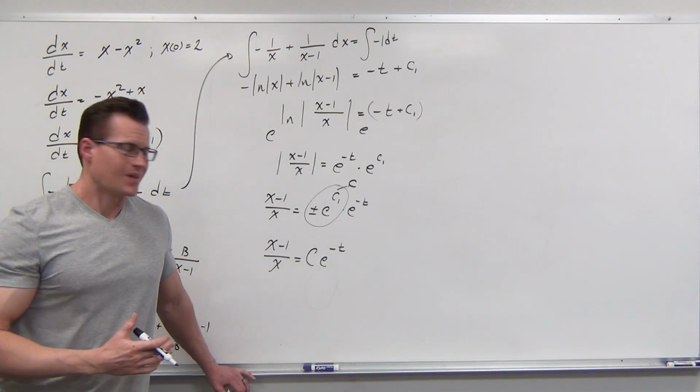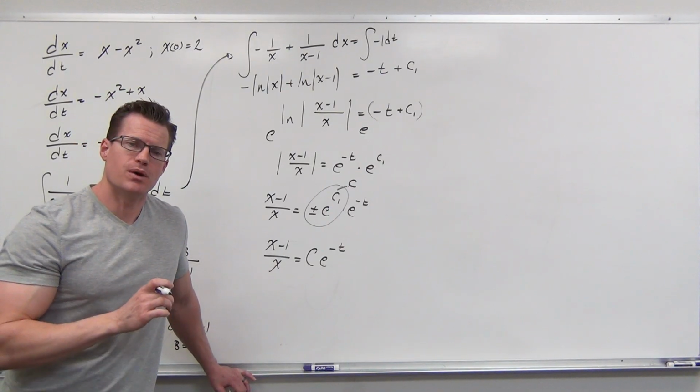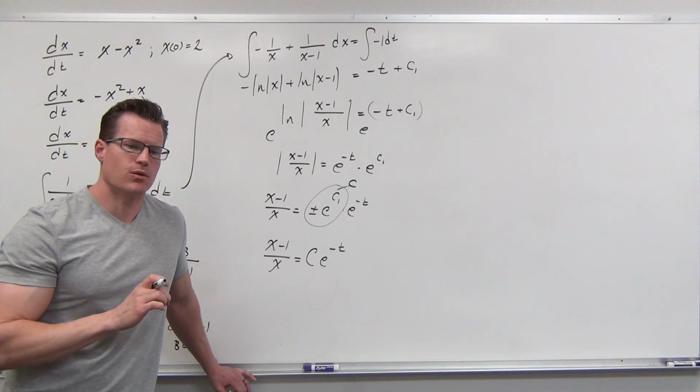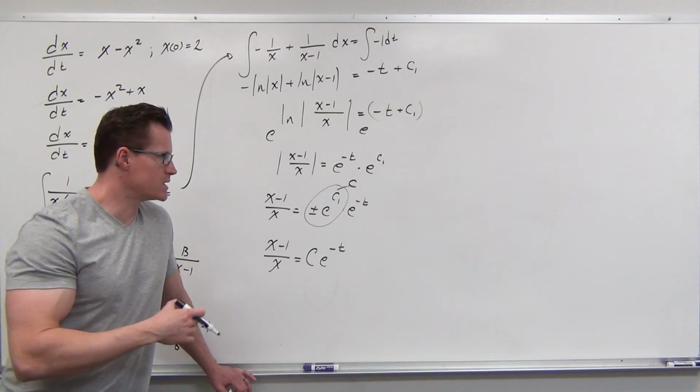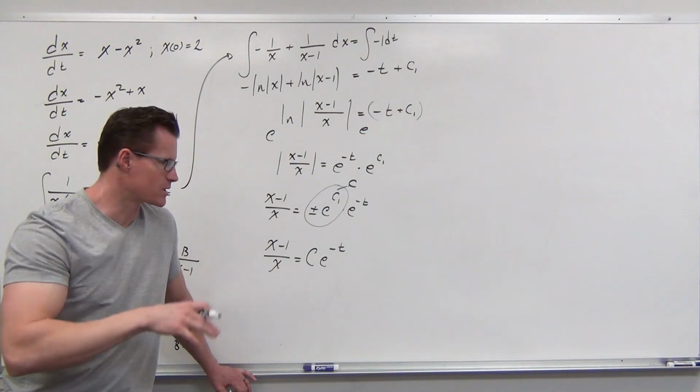Now pause. I know that you want to solve for x. I do too. We're going to solve for x. But do you remember that with these logarithms, we take an exponential on both sides, we wrap up that whole e to the c sub 1 plus or minus with a c.